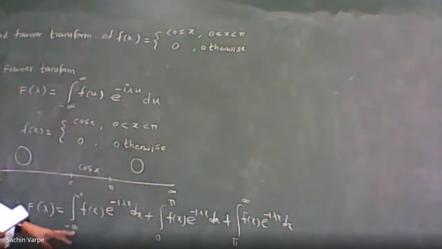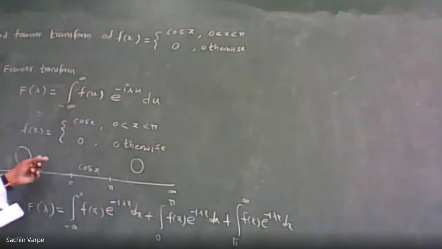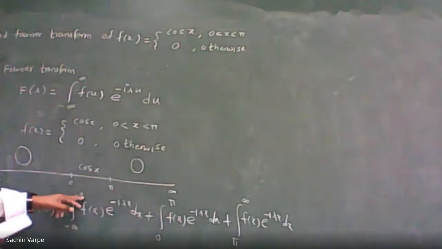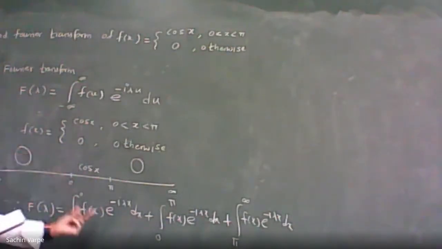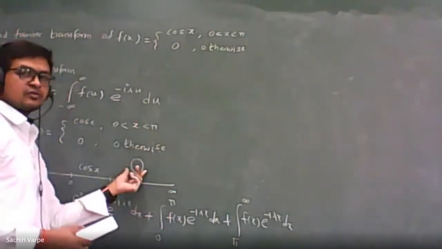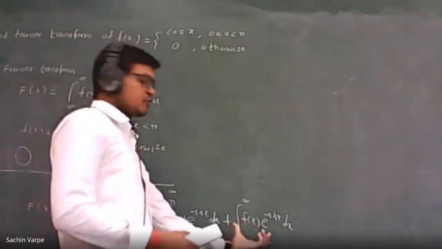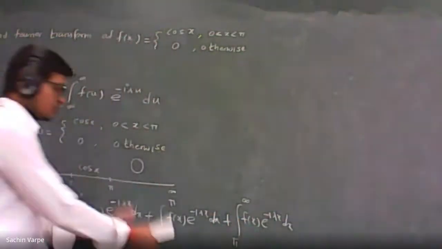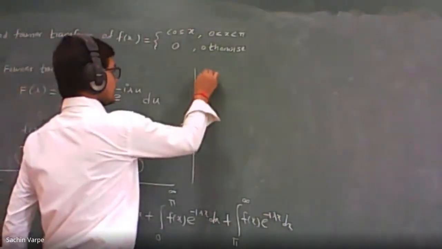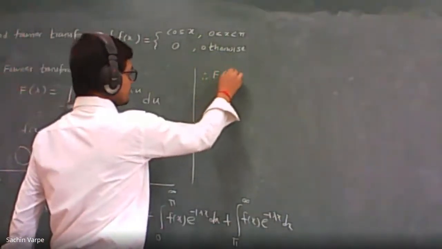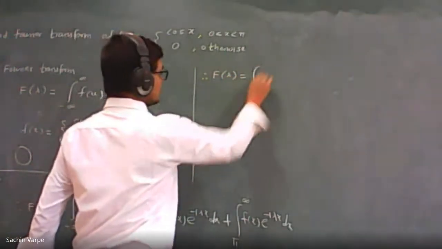So with this, now let us substitute the function values. In minus infinity to 0, the function value is 0. So f of x is 0. Therefore, this integral will be 0. In pi to infinity, the function value is 0. Therefore, this f of x is 0, and the whole integral will be 0. So only the middle integral will be non-zero. Right? So therefore, f of lambda is equal to integral from 0 to pi.